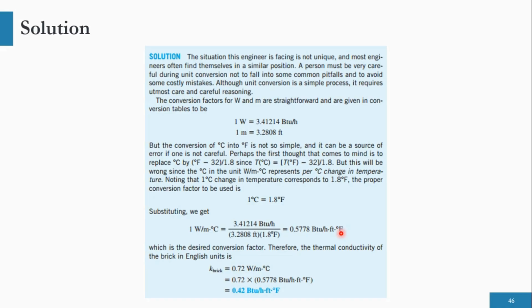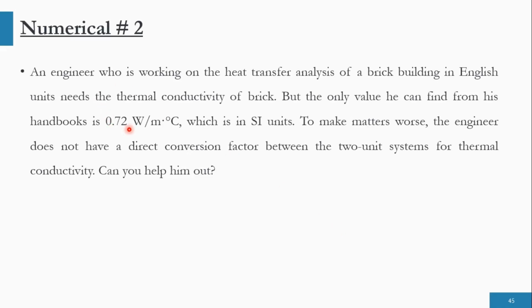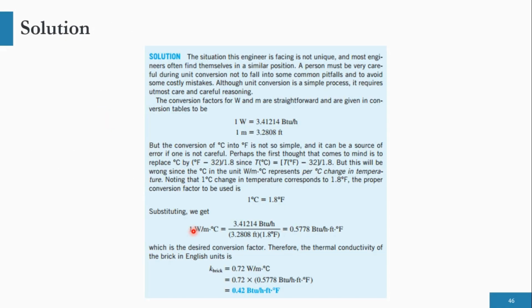However, we are given the information that the value is 0.72 while we have calculated for 1. So what we need to do is multiply both sides by 0.72. Once we multiply this factor by 0.72, we get an answer of 0.42 BTU per hour per feet degree Fahrenheit. So this is the conversion of the thermal conductivity from SI units to English units. This was the second numerical from today's lecture.